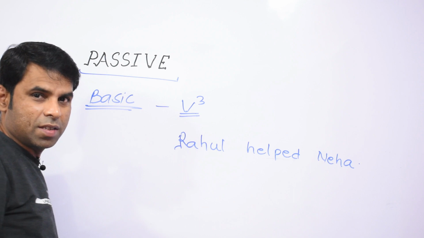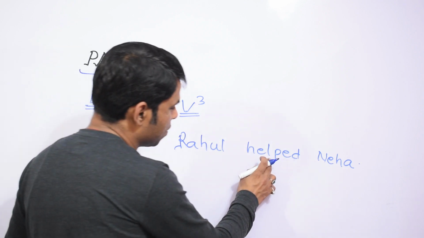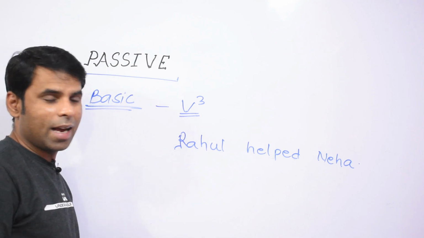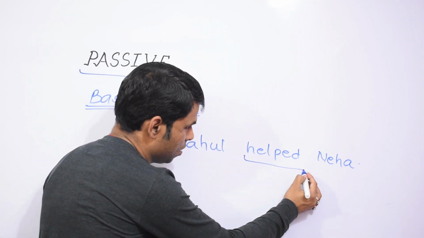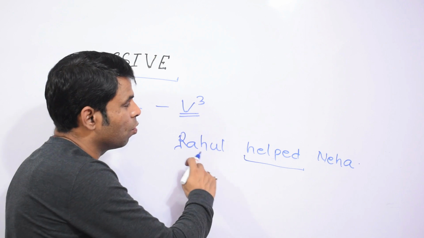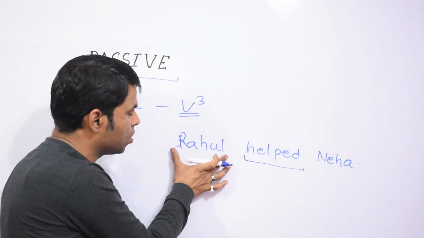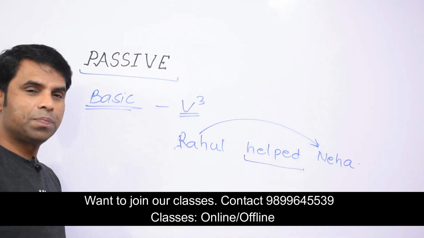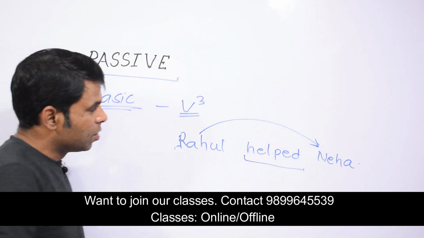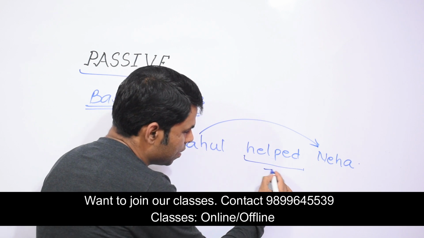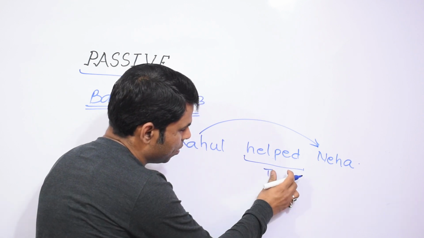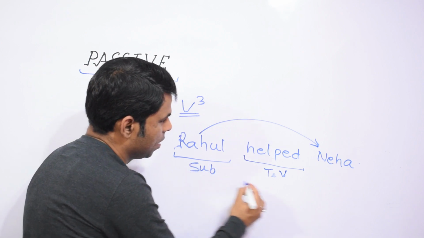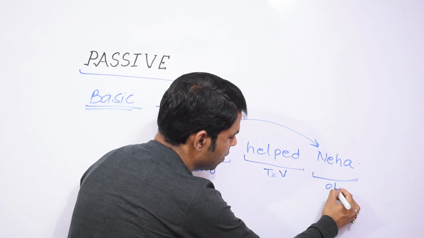Here, let's talk about the transitive verb. So I said that a transitive verb is a verb which denotes an action. This is the action which passes over from the doer, from the subject, to the object. Right? So here this verb helped is transitive, and Rahul is the subject and Neha is the object.